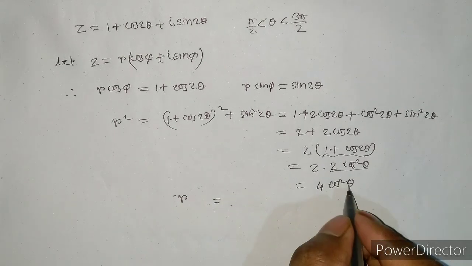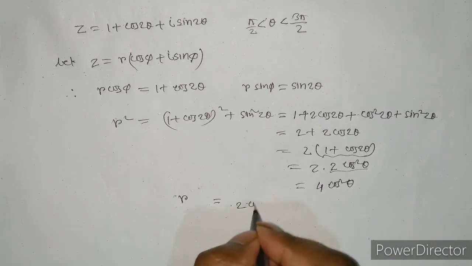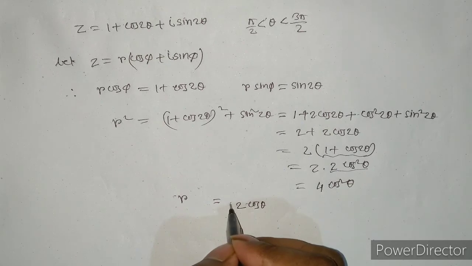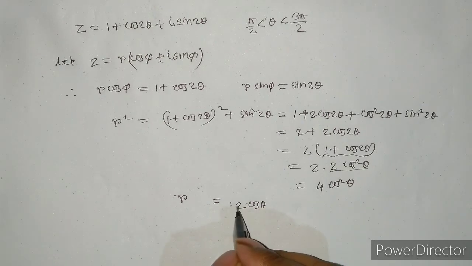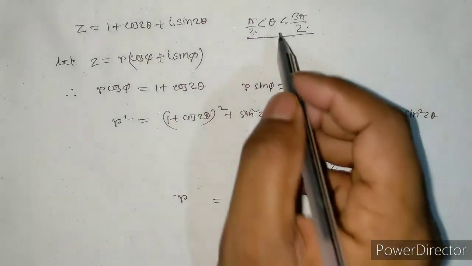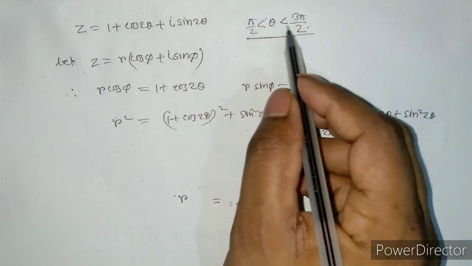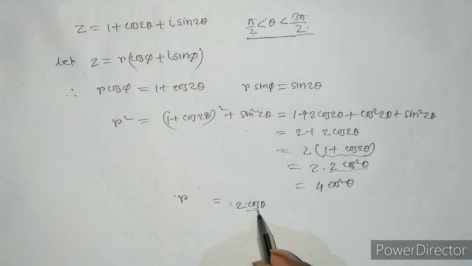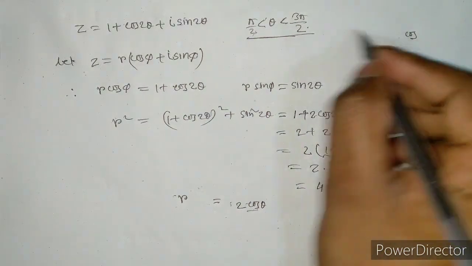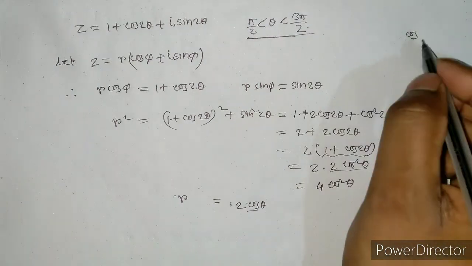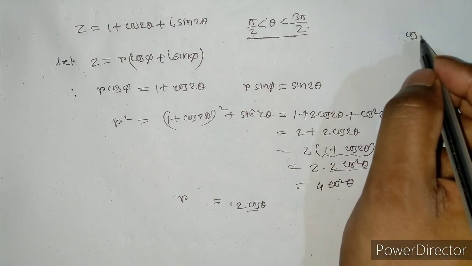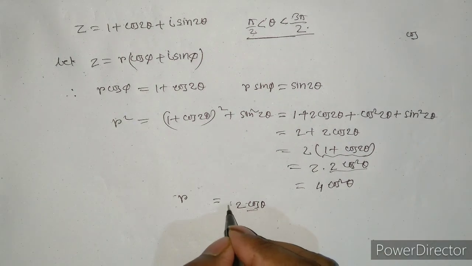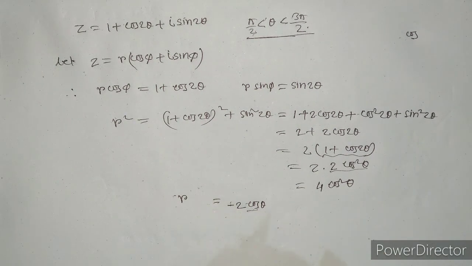root over 4 cos square theta, that is 2 cos theta, but plus or minus, which sign will be there? Here theta lies between pi by 2 and 3 pi by 2. So cos theta is negative because theta is in the second and third quadrants. So definitely it will be minus 2 cos theta.